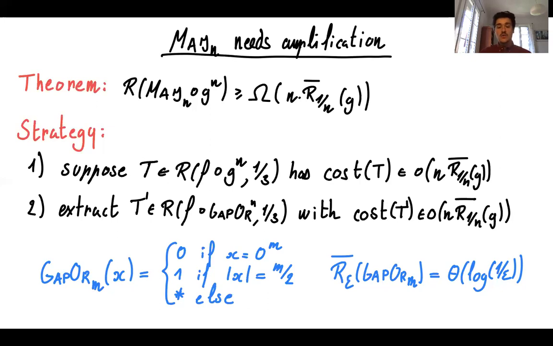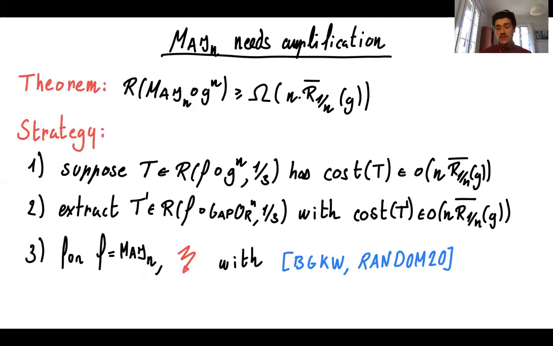Great. So given this too good to be true randomized decision tree for F composed with G, we extract one for F composed with gap OR, and now we use a result of Ben-David et al., which says that whenever F is the majority function, then composing majority with gap OR is hard.